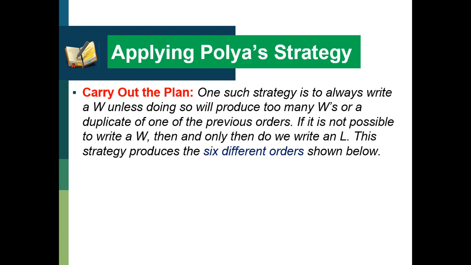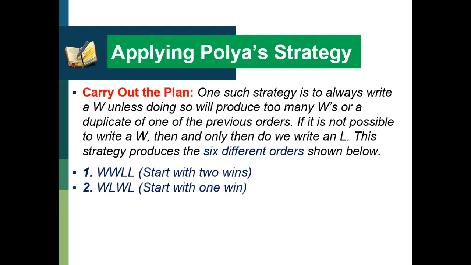Did you get it? Alright, let's start with WWLL. So we'll start with 2 W's. Basically, we cannot have WWLL anymore because that's the first order. But we can write WLWL. Start with 1 win, then since we cannot write another W after the first W, then and only then we will write an L. Then another W and L. For the third one, W, L, L, W.